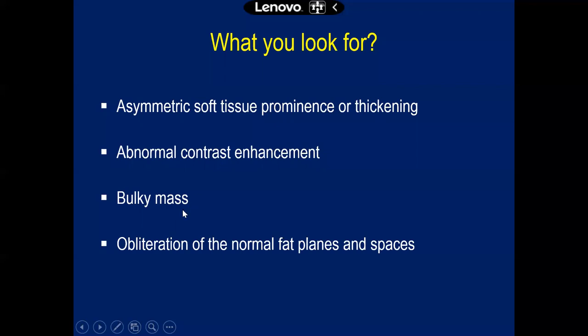Third is if you see an obvious, definite bulky mass. And the fourth thing is any obliteration of the normal fat planes or spaces, the spaces which you have mentioned, the pre-epiglottic space or the paraglottic space. If any obliteration of these spaces is seen, then you have to think, okay, this is an upstage.